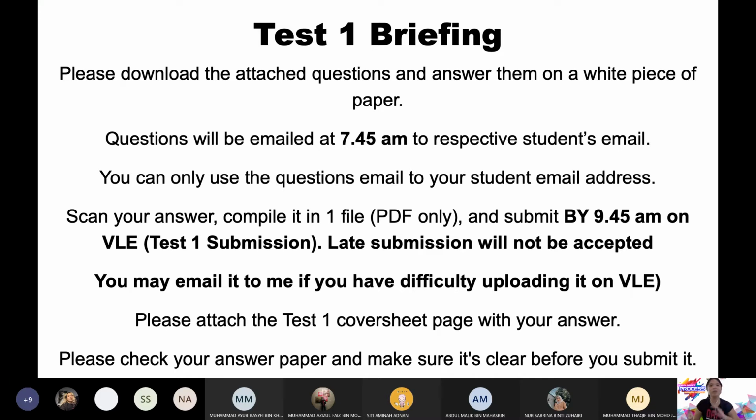Okay, so that's the only rule in my test. It's okay kalau tak tahu buat pun tak apa, sebab the first test is to gauge your performance. Meaning katakan if the performance is not so good, then I know to adjust accordingly pengajaran saya and how I'm going to handle the course.